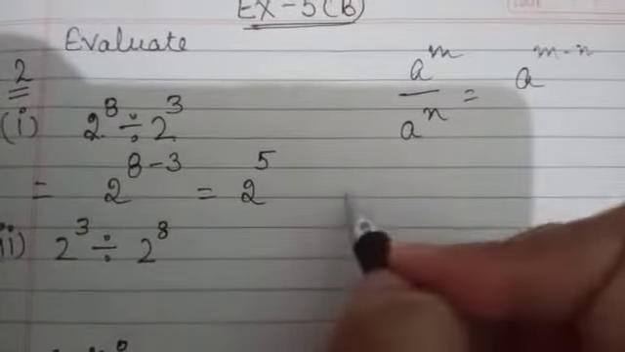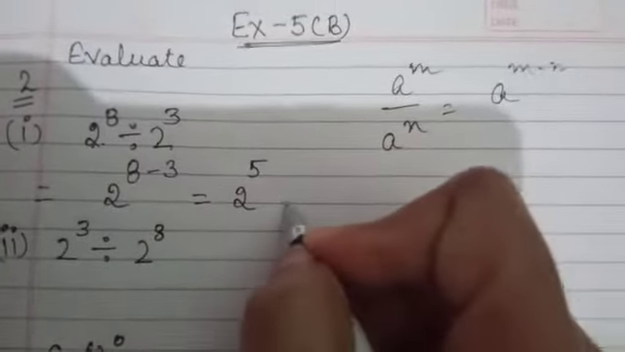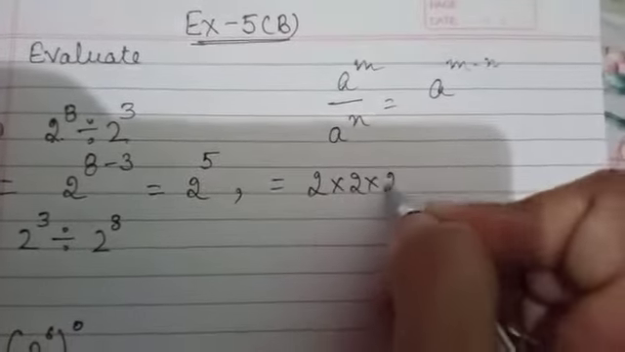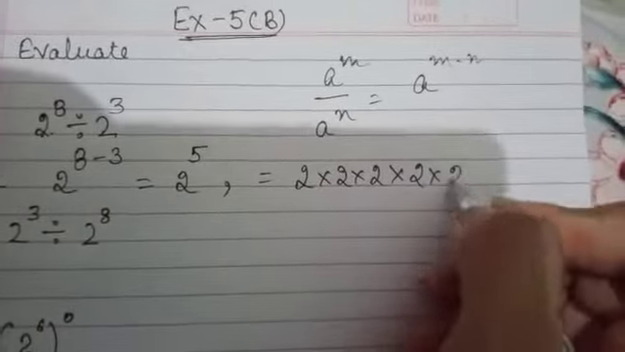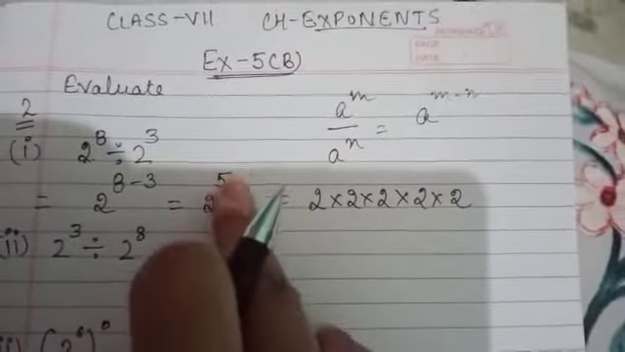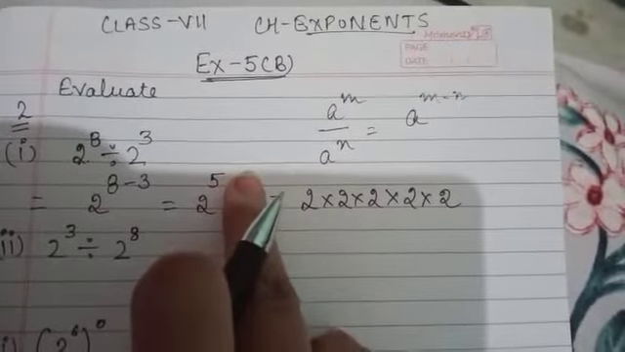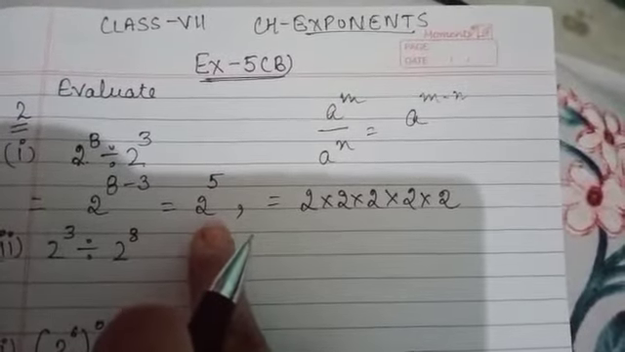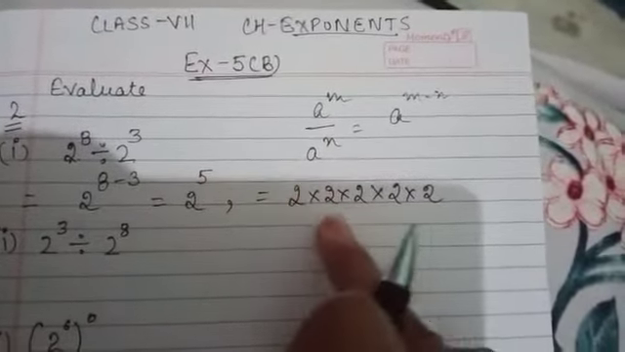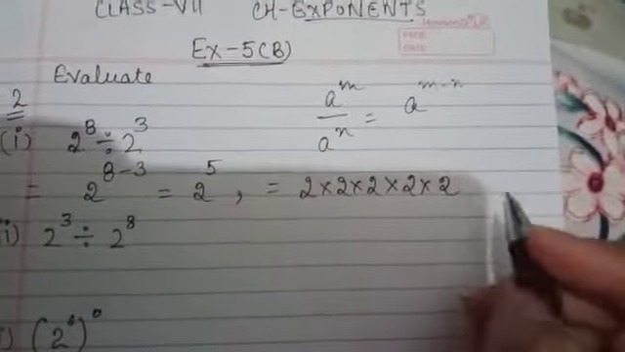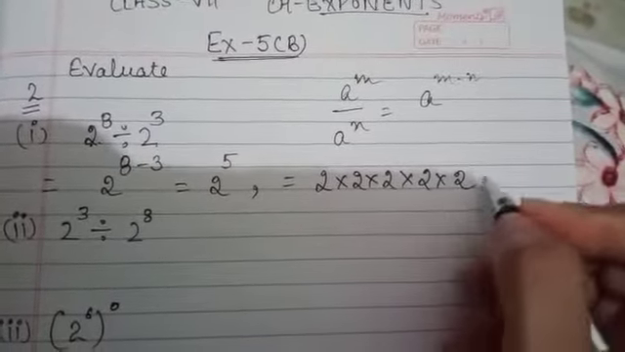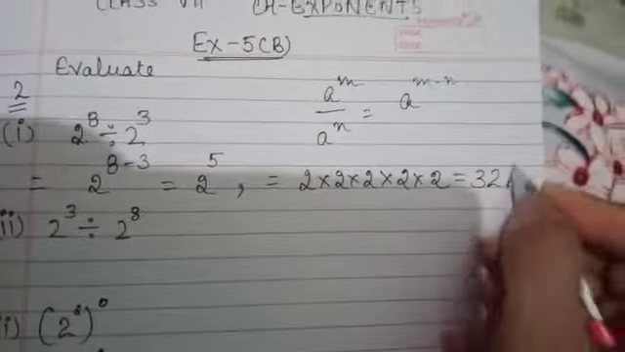And this can be solved further, as you know. How? We can write it 2 into 2 into 2 into 2 into 2. As I have told you, the power means the number will multiply by itself that much times. So power is 5. We have written the 2 5 times. Multiply it. 2 2s are 4, 4 2s are 8, 8 2s are 16, 16 2s are 32. That is your answer.